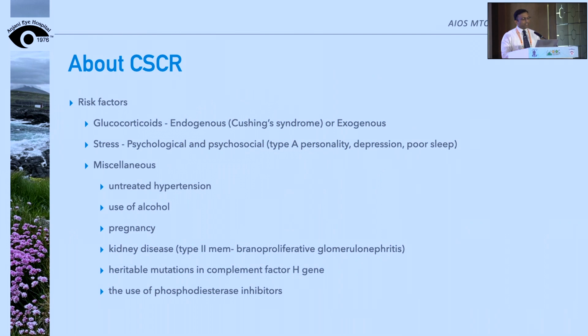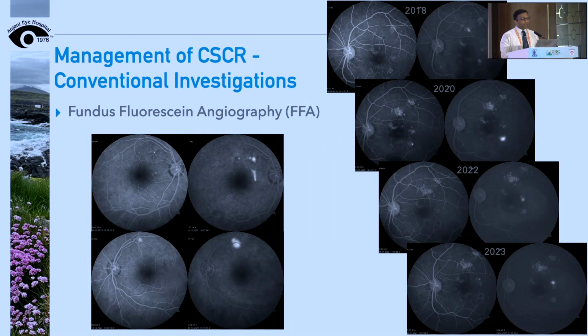So these are the risk factors that we all know about, commonly being glucocorticoids, stress, and the other ones including untreated hypertension, use of alcohol, pregnancy, etc. So for conventional management, we have conventional investigations like the fundus fluorescein angiography showing ink blot leaks or smokestack leaks, which is the most conventional one.